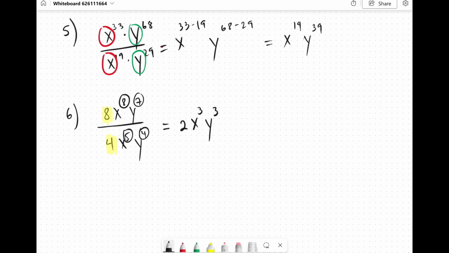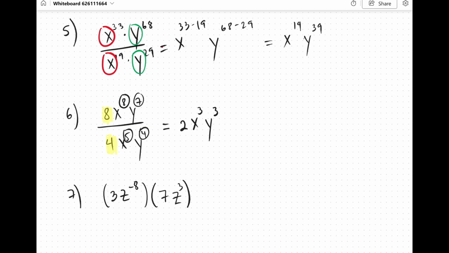You have no coefficients left to multiply, you have no fractions left to simplify, no negative exponents, no repeated letters. Here's an example of multiplication again, where you have two coefficients, the 3 and the 7. You will multiply them and make it a 21. And then you have two separate z's with an exponent of negative 8 and then a 3. Based on our first property, we will be adding the exponents, so z will have the power of negative 5.